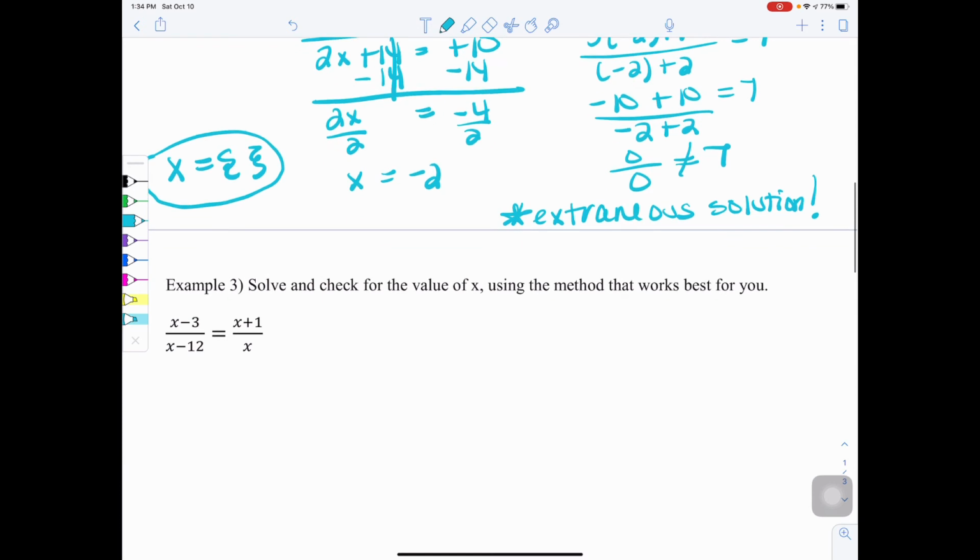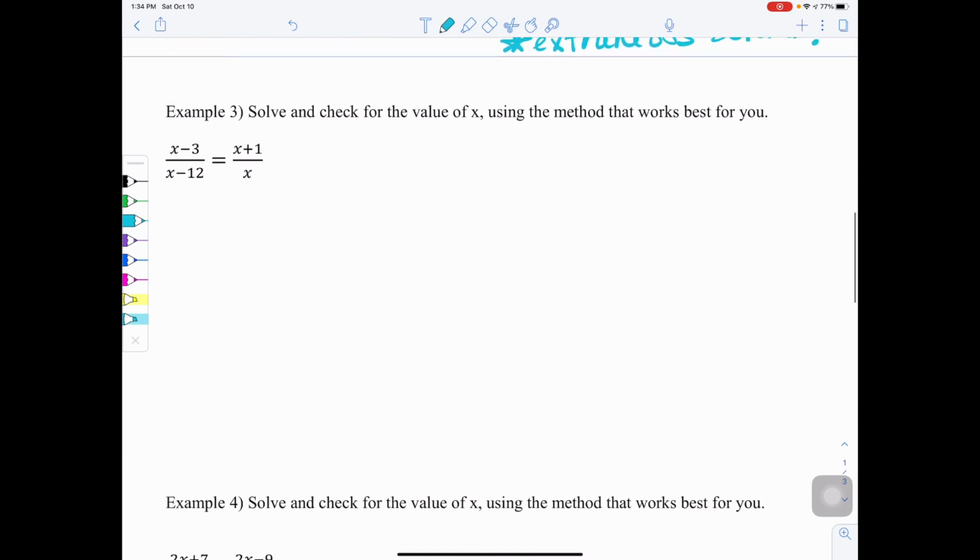Right, now let's take a look at example 3. Solve and check for the value of x using the method that works best for you. So you can choose whatever method you'd like. If you'd like to pause the video and try this on your own first and then check back with me, you can, or you can follow along. Okay, so we're gonna solve this and figure out the values of x that would make it true.